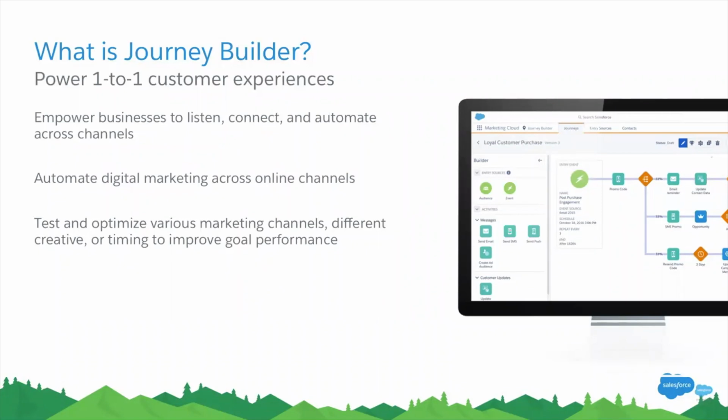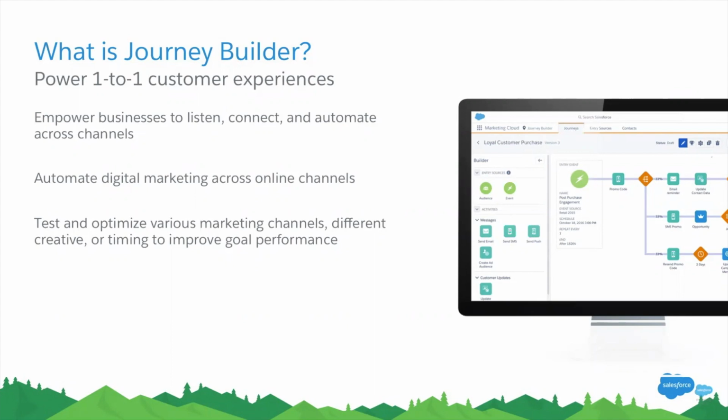And the journeys are responsive, and depending on the actions the customers take, the journeys can be responsive. The customers can be routed through different paths depending on the actions that they take. As you see here, Journey Builder can be used to empower businesses to listen, connect, and automate across channels. So a journey can see how the customer's engagement has been, or it can also look at the attributes on the customer, and it can automate accordingly.